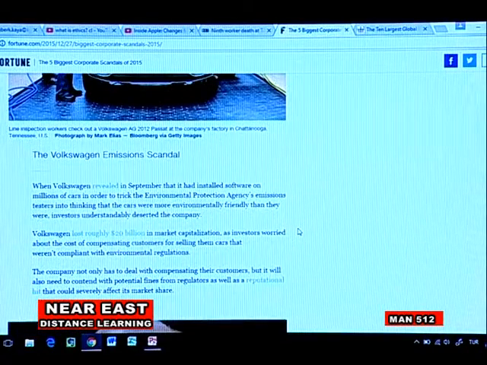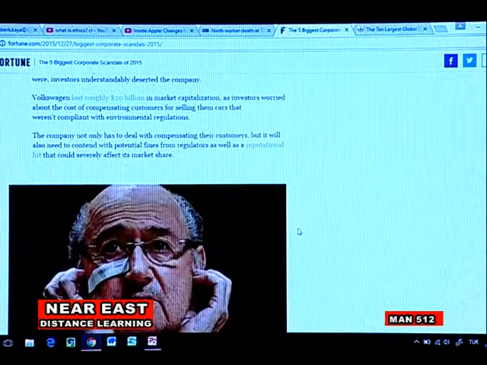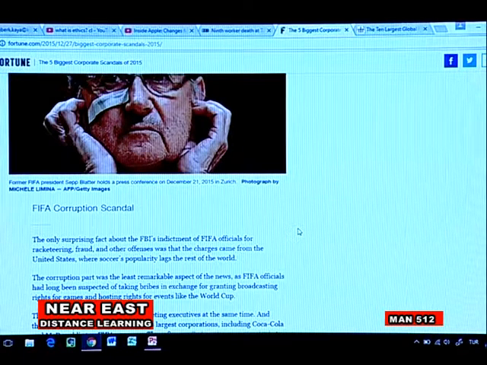If you look, the Volkswagen case is one of the biggest scandals recently, in 2015. They used to fix emissions and pass the test by this fixing. Later on, they received much criticism and they also lost profits because of the loss of value of the shares. Then the FIFA corruption scandal. Sepp Blatter held a press conference after the events arose. Platini and Blatter both had to resign. They are no longer in charge because of the corruption scandal.